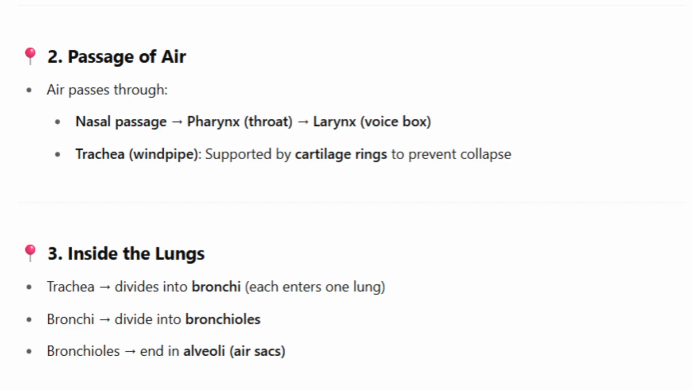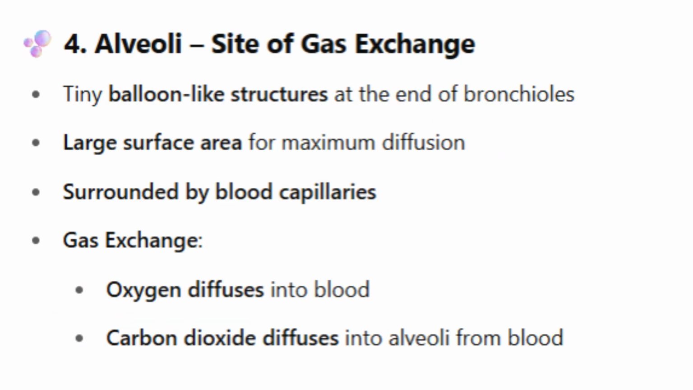3. Inside the lungs. The trachea divides into bronchi, and each enters one lung. Bronchi divide into bronchioles. Bronchioles end in alveoli, air sacs. 4. Alveoli, the site of gas exchange. Tiny balloon-like structures at the end of bronchioles, with a large surface area for maximum diffusion, surrounded by blood capillaries. Gas exchange: oxygen diffuses into blood, and carbon dioxide diffuses into alveoli from blood.